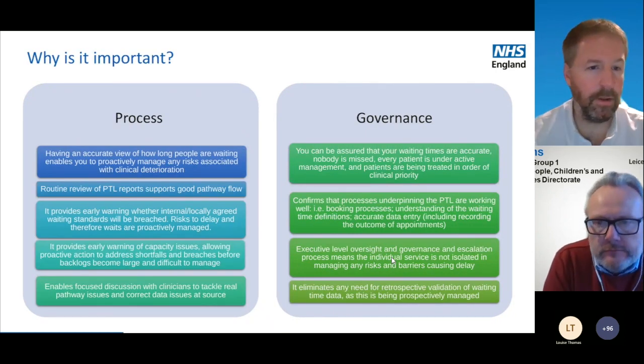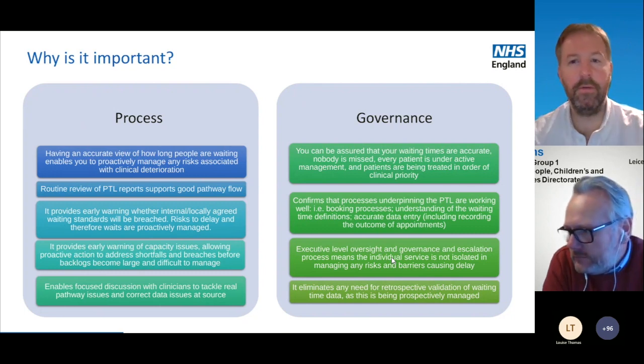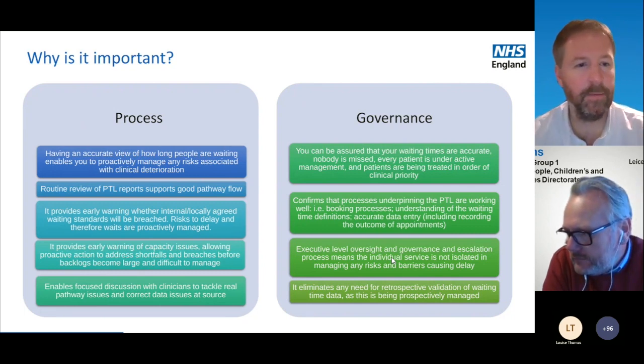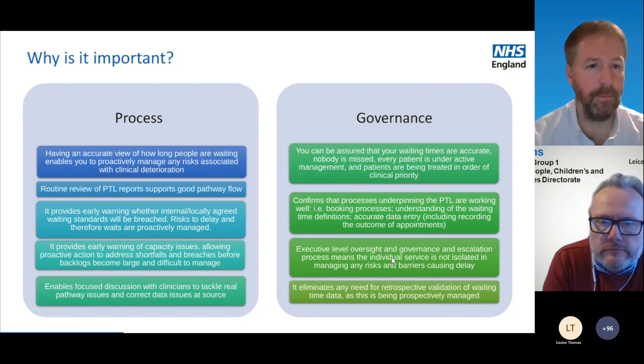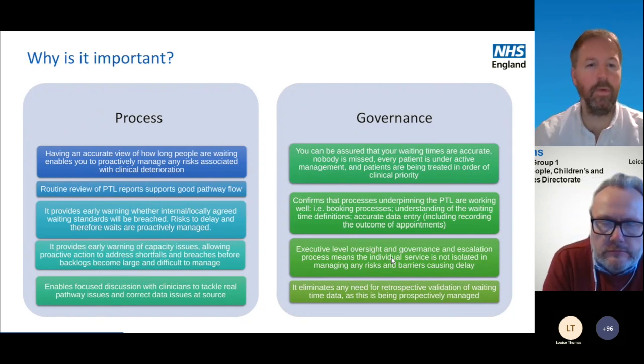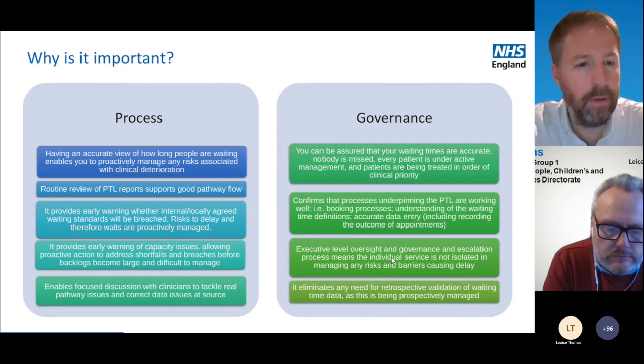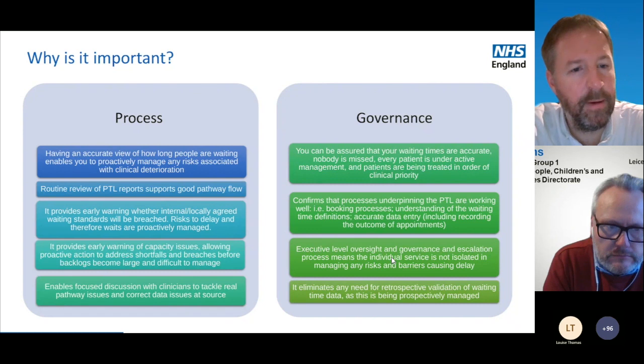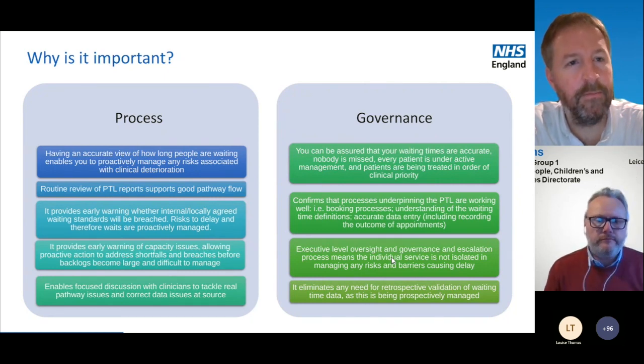So why that's important. As I said, having an accurate view gives you the ability to proactively manage people through their pathways and supports good pathway flow, as Simon talked about back in December. It gives you an early warning about if things are not working well so that you can act and nip things in the bud before they become a real problem. It gives you a heads up about forthcoming capacity issues and lets you have focused discussion with individual teams and clinicians to tackle pathway issues and carry out some really meaningful service improvement work where it will have the greatest impact.